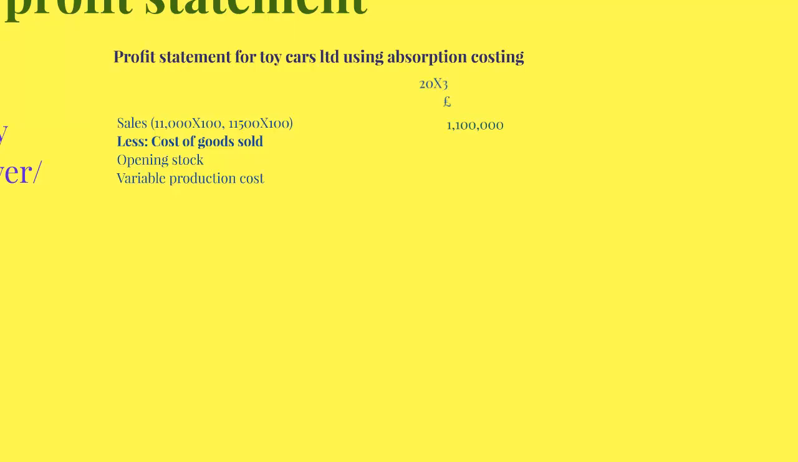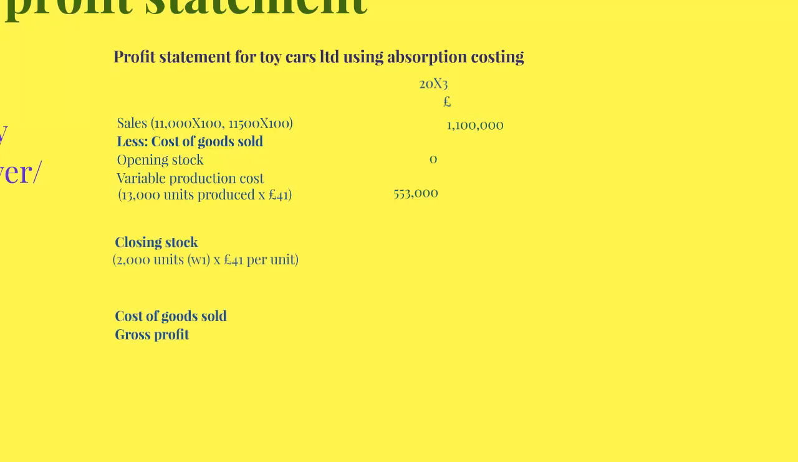So again, we start by listing our sales values for the first year, which again remains the same at 1,100,000. And again, there was no closing stock. But now our variable production cost is based on using the absorbed figure of £41 per unit rather than 31. So that gives us our cost of production at £553,000. However, again, we need to reduce our closing stock, which again is charged at £41 per unit rather than 31. So we add 82,000 back into the system.